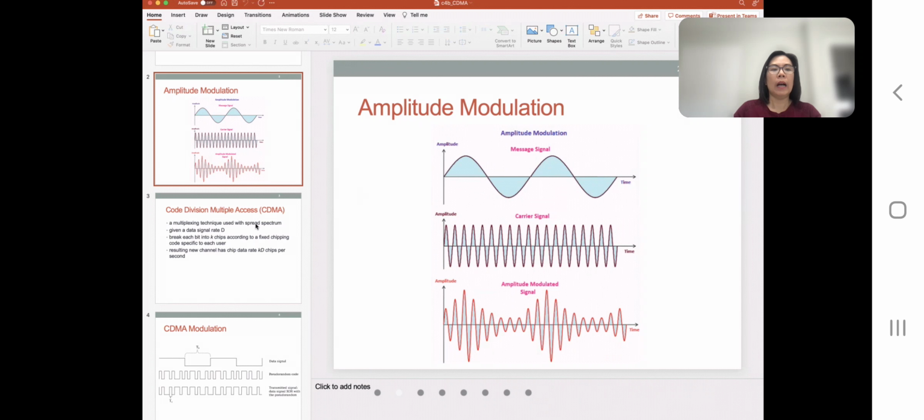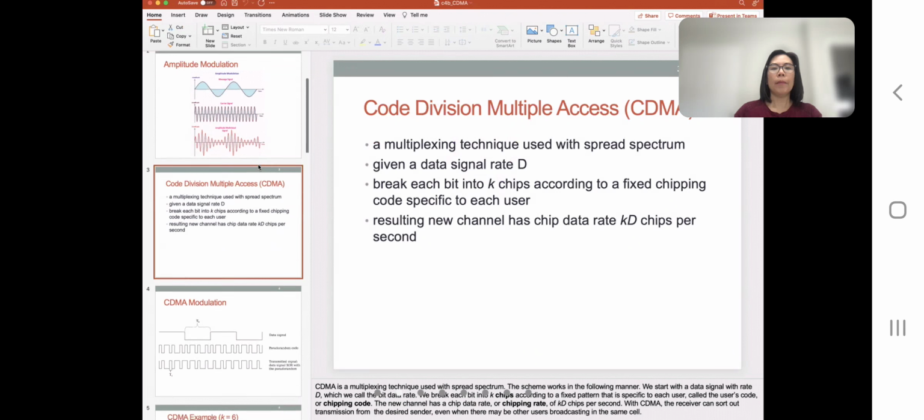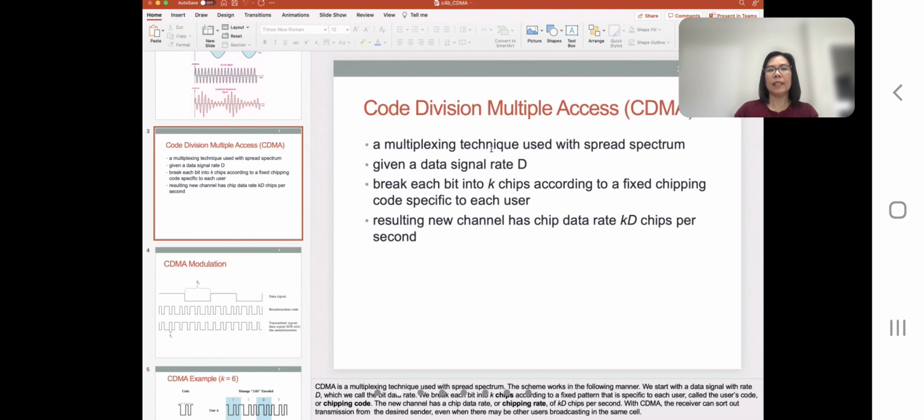All right, so we can start from the beginning as if no one had learned about CDMA. CDMA is a multiplexing technique used with spread spectrum, right? We're not going to learn about spread spectrum in detail in this course, but the main idea is, given a data signal of rate D, let's say D bits per second, and again, this works with digital signals, we break each bit into K chips, which means K smaller bits, according to a fixed chip code given to a specific user.